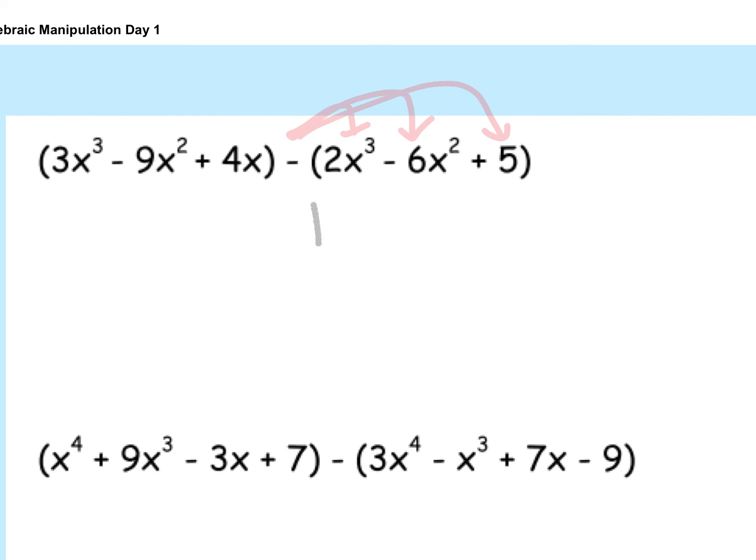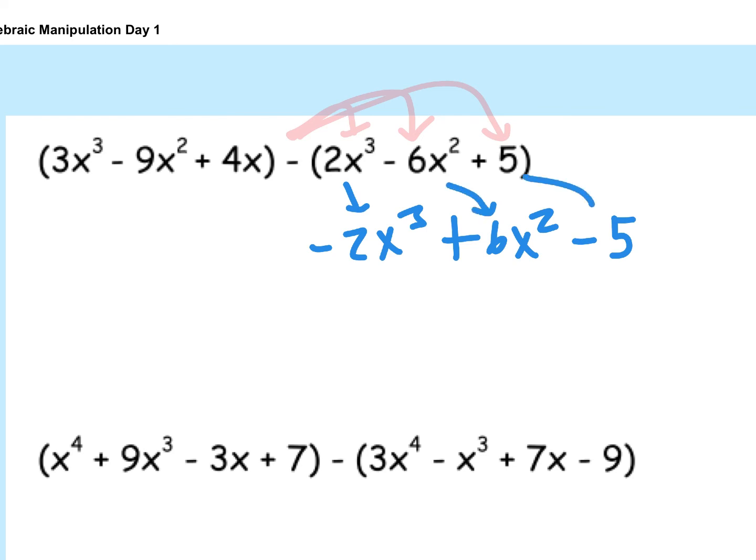And this will become, nope, I'm wrong. This will become minus 2x to the third plus 6x squared and minus 5. Take all the signs of these things and you make it opposite day. And then like goes with like. Tigers goes with other tigers.